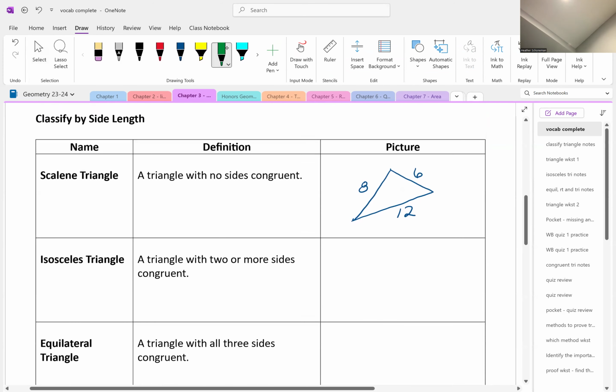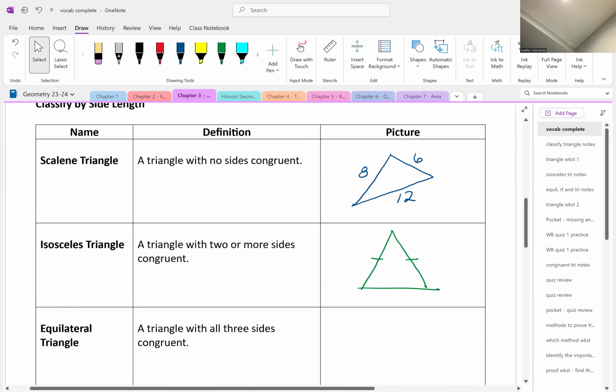The next one is an isosceles triangle. An isosceles triangle is a triangle with two or more sides that are congruent. So if we draw a triangle right here, and we have two sides that are equal, it's not a very good one. I'm going to redraw that. There we go. We have two sides that are equal. That triangle would be isosceles.